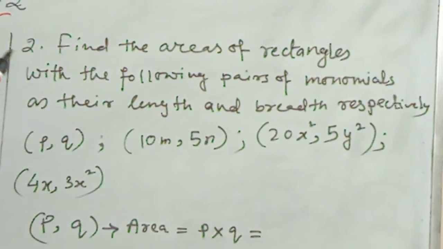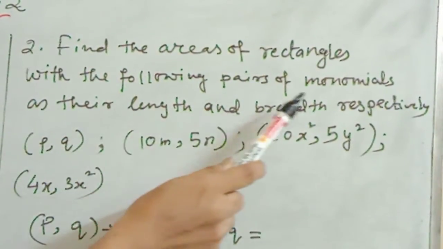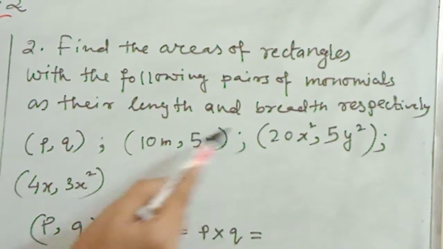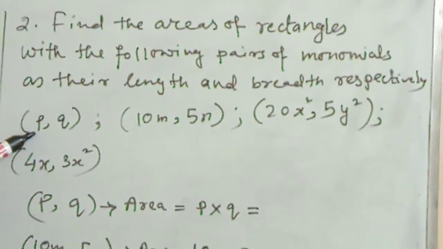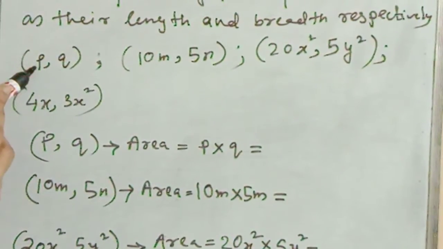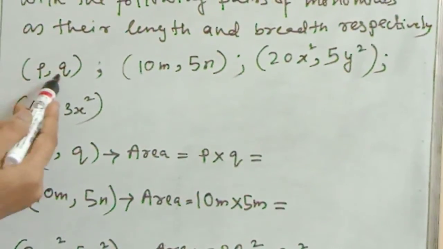Next sum, question number 2. Find the areas of rectangles with the following pairs of monomials as their length and breadth respectively. Say the first one we will consider as length and the second one as breadth. You know the area of a rectangle is equal to length into breadth. Actually you have to find the product of the two monomials.